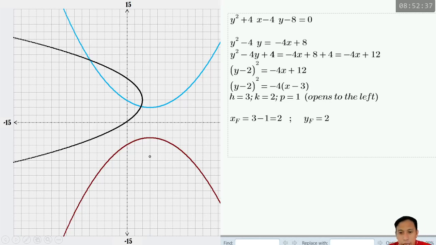Its focus again is located at 2, 2. Wait, parang mali ako. Dapat 3, 2 ni siya, no? Dapat 3. Oh gosh.